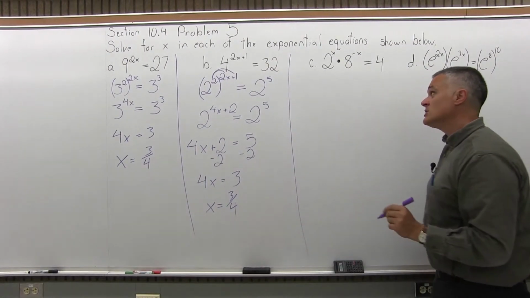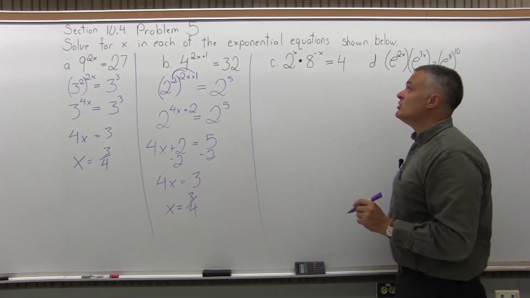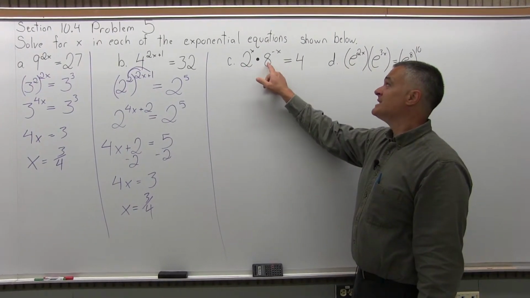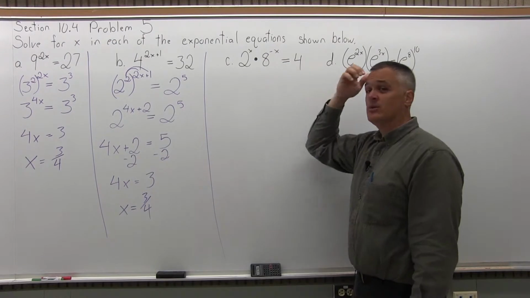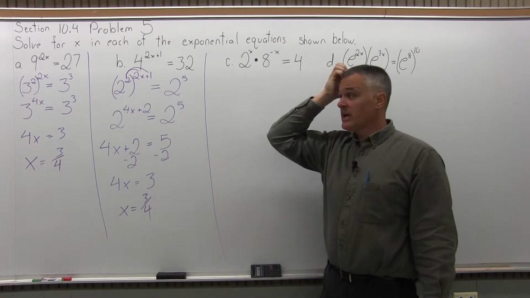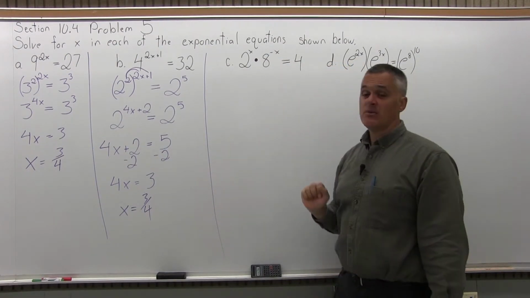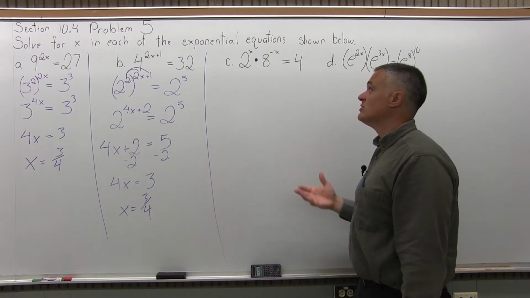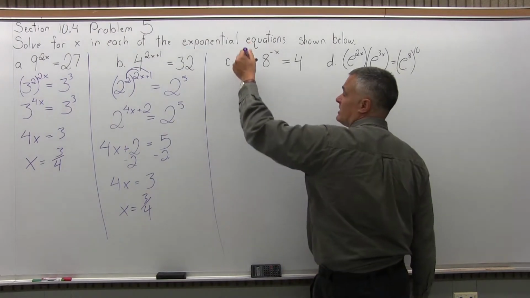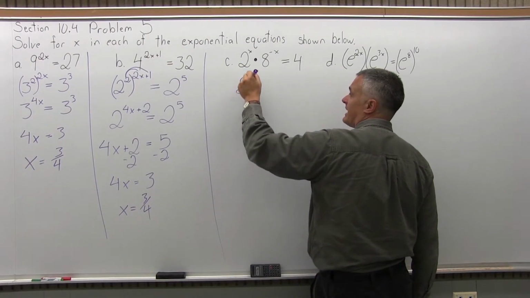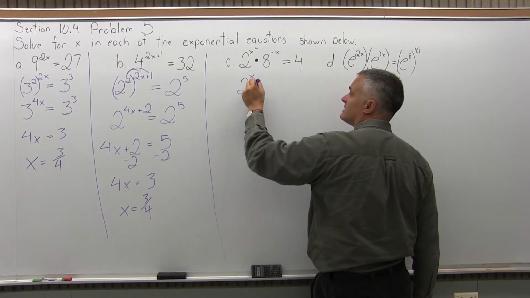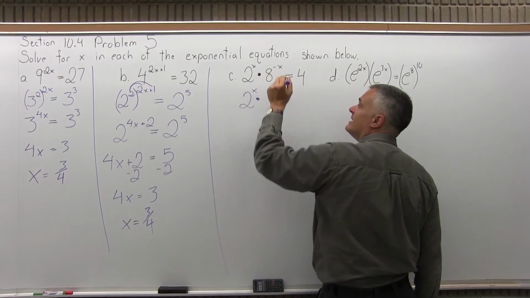And then part C, solve the exponential equation 2 to the x power times 8 to the negative x power equals 4. So again, first, make the base the same on both sides. Both sides can be written as 2 to some power. So the 2 to the x, I'm not going to be able to do too much with that at this point. So let me leave it as 2 to the x times 8 to the negative x.